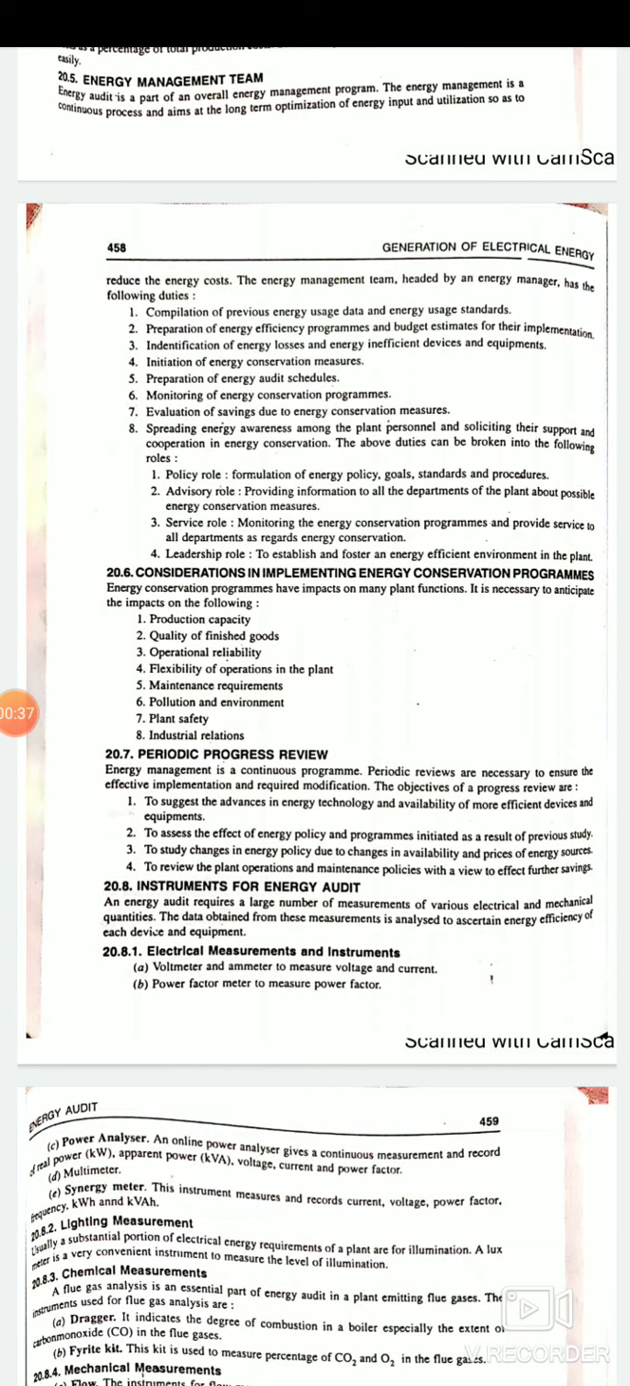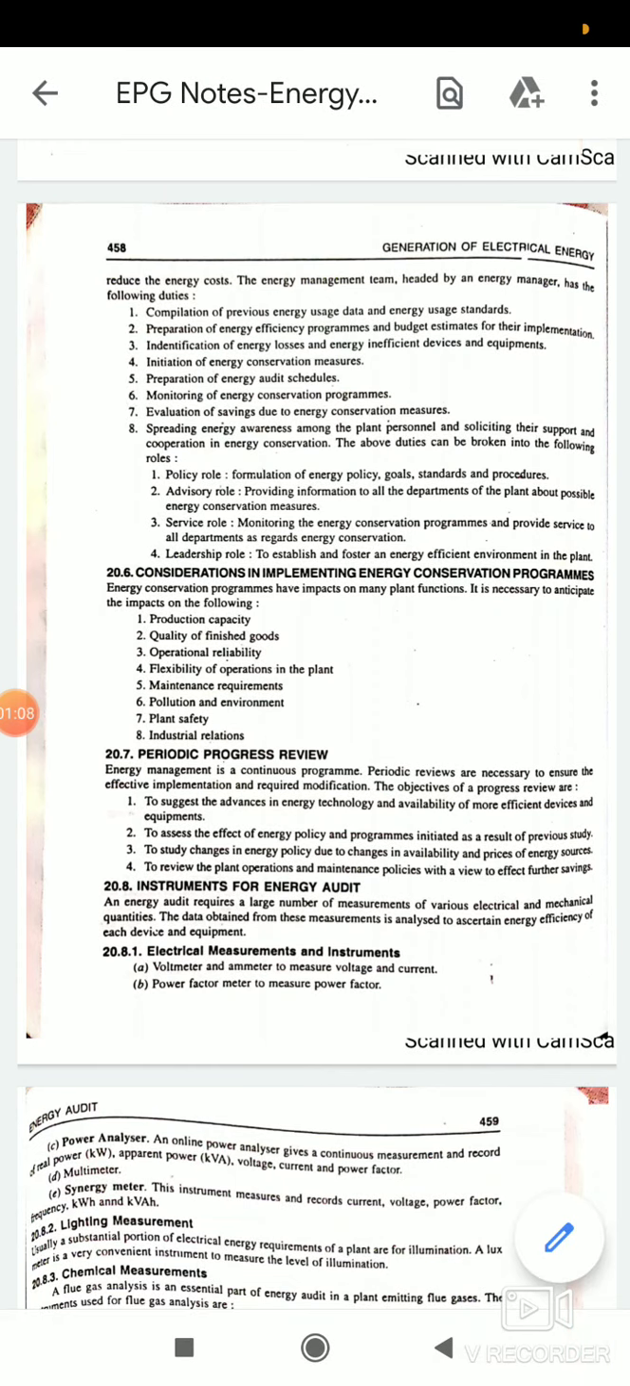So an energy management team has some rules, regulations and duties by which they can proceed with the energy audit of a plant. What are the duties? First is compilation of previous energy usage data and energy usage standards. Second, preparation of energy efficiency programs and budget estimates for their implementation. Third, identification of energy losses and energy inefficient devices and equipment. Fourth is initiation of energy conservation measures. Fifth is preparation of energy audit schedules.